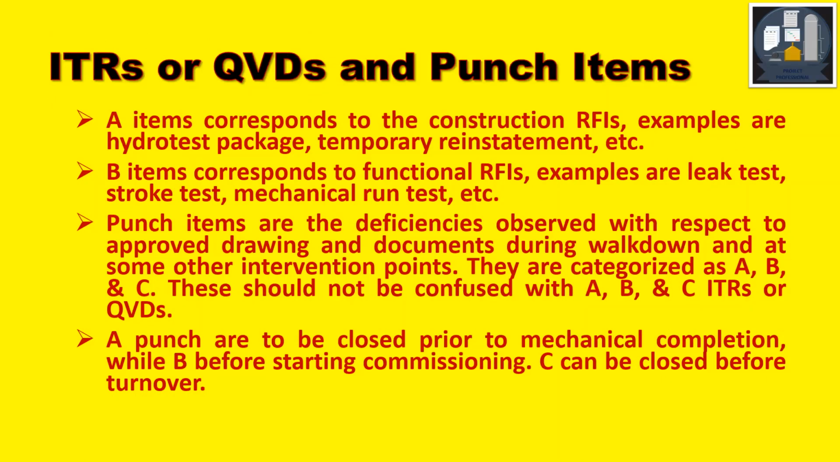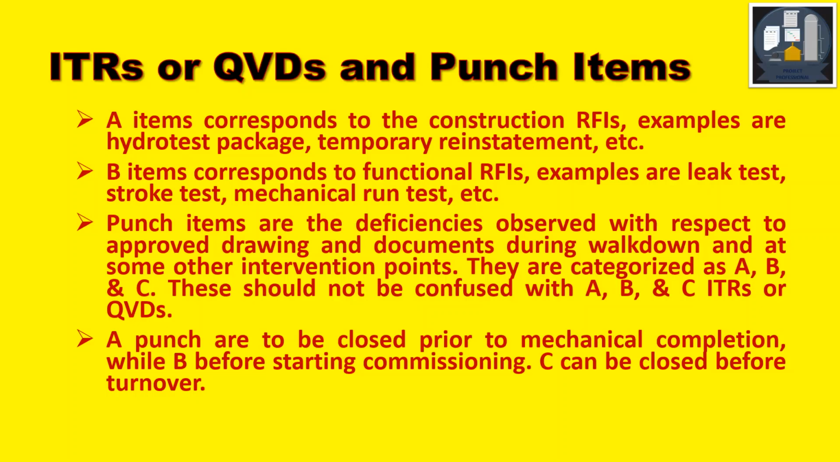A items correspond to construction RFIs. Examples are hydro test package, temporary reinstatement, etc. B items correspond to functional RFIs. Examples: leak test or flange integrity test, stroke test, mechanical run test of pumps, compressors, like that.